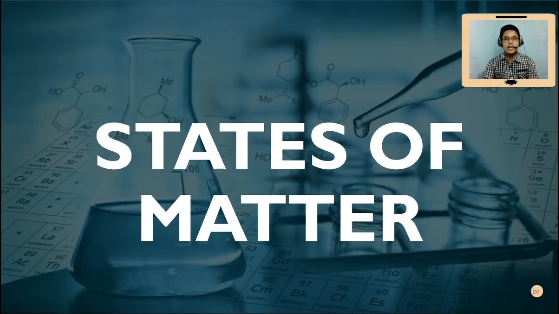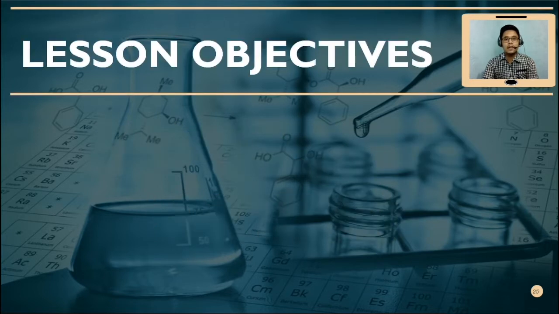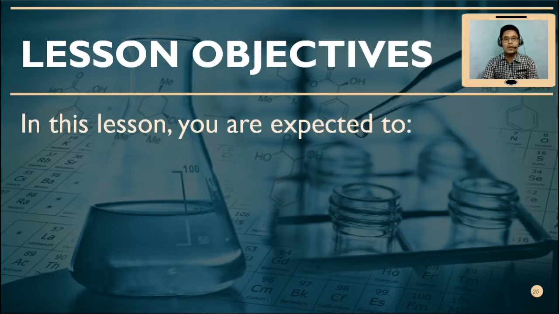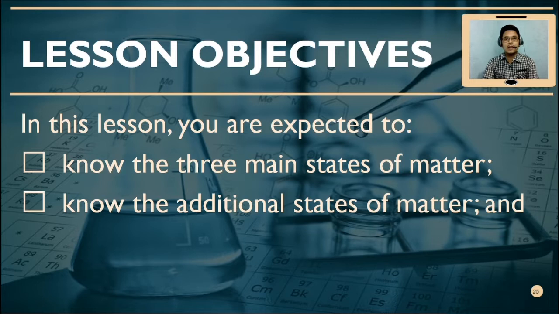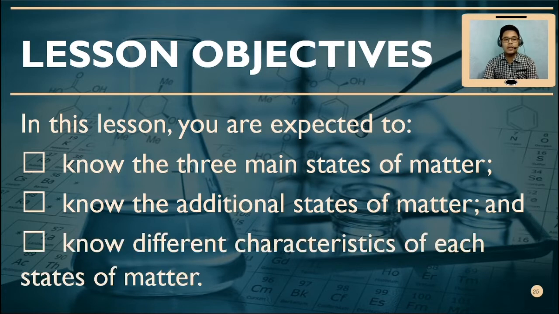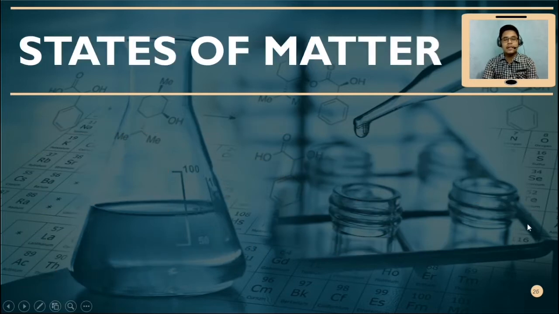Before we proceed with the discussion proper, let us first have the lesson objectives. In this lesson, you are expected to do the following. First is to know the three main states of matter. Second is to know the additional states of matter. And lastly, to know the different characteristics of each state of matter. So now let us proceed with the states of matter.